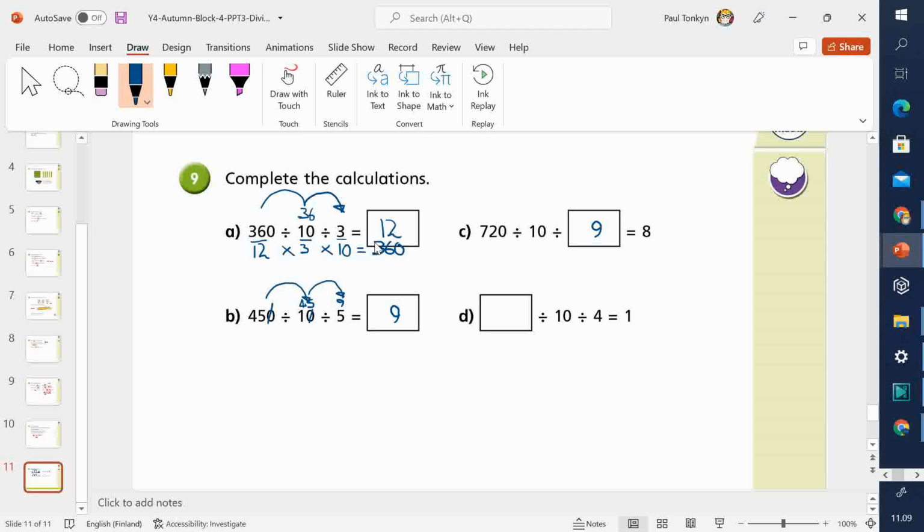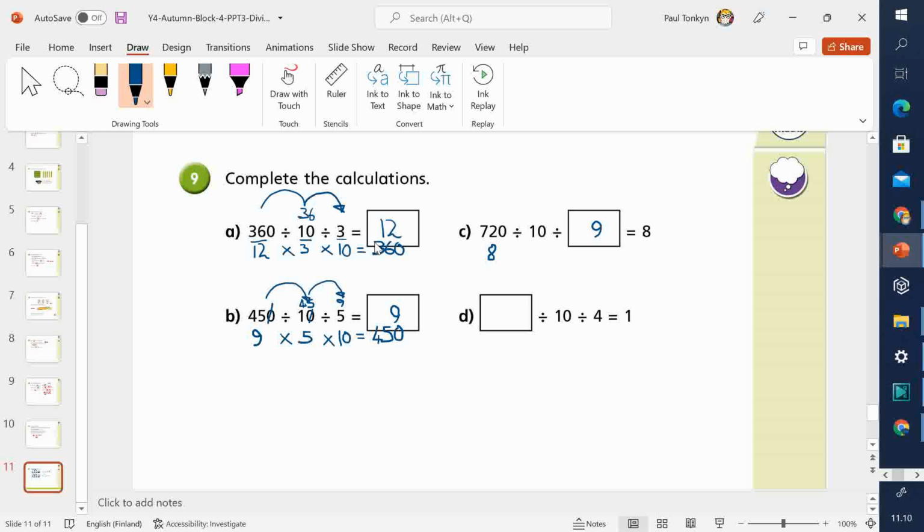Yeah? So then you know you've got the right answer if you end up here. Let's try the same for B. So we're going to start with 9. And then we times that by 5. 9 times 5, what's 9 times 5? Good. Yeah, we got 45 there. 9 times 5 is 45. Then we have to times it by 10. What's 45 times 10? That's right. Okay. 450.